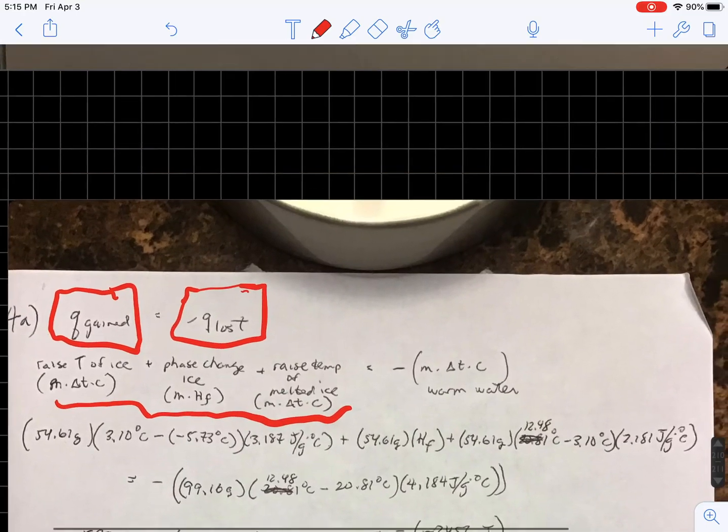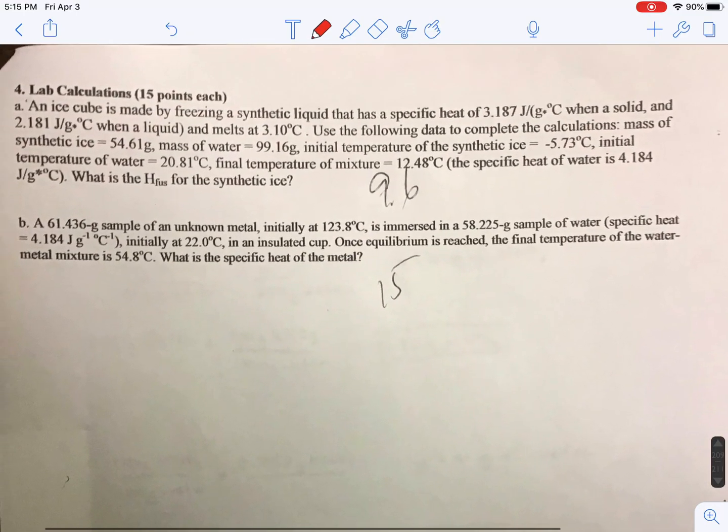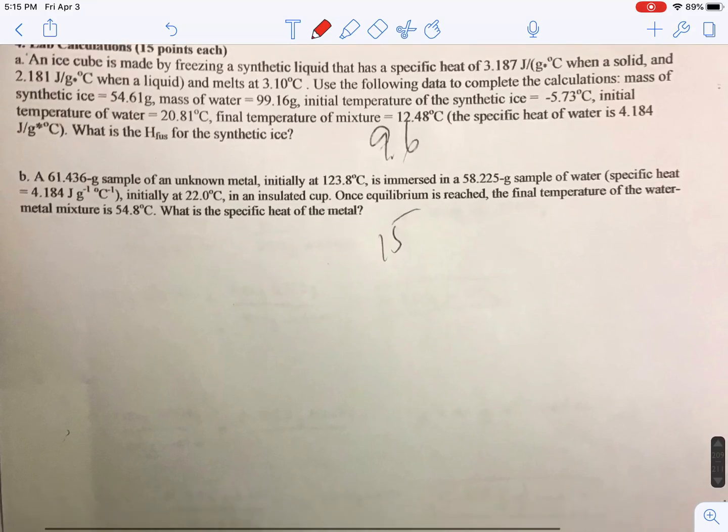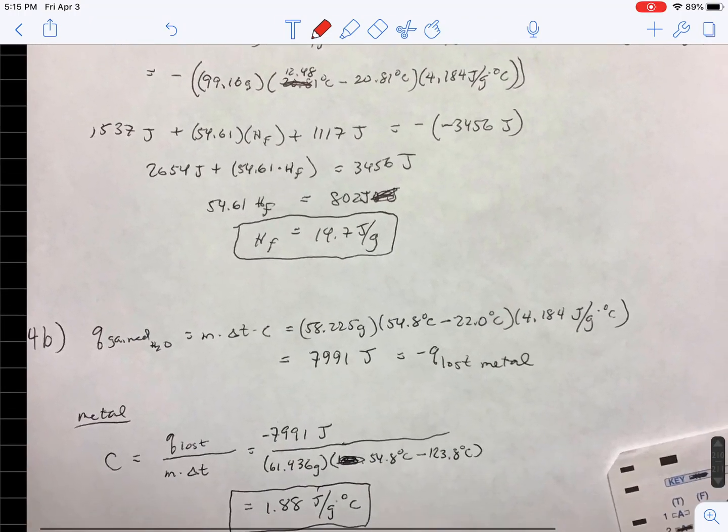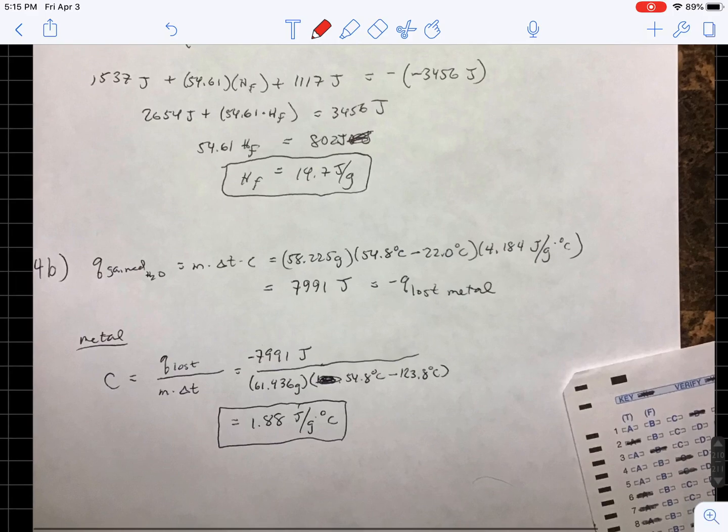And then the second question, they said, hey, we go into the lab and we're going to take a certain amount of water at room temperature, and we're going to heat up an unknown metal, and we're going to take that hot metal and put it into the cold water and calculate the specific heat of the metal. So first of all, you had to show that the Q gained was the energy gained by the water in the calorimeter cup, so it was just m delta T c. And then that was equal to negative Q lost for the metal. So once you knew how much energy the water gained, you could use that to calculate the specific heat of the metal.